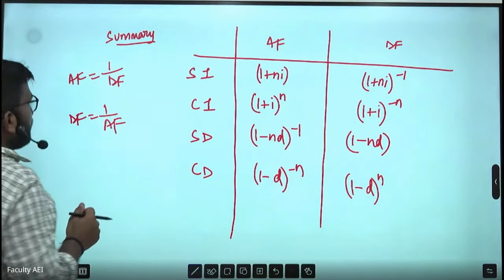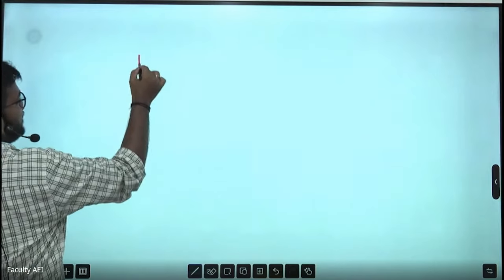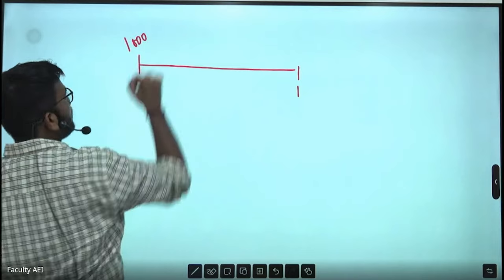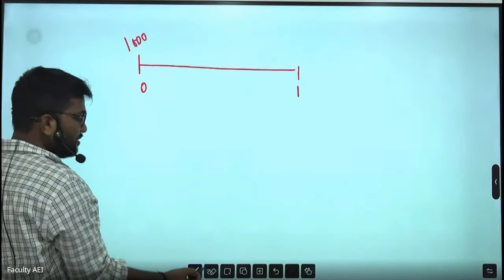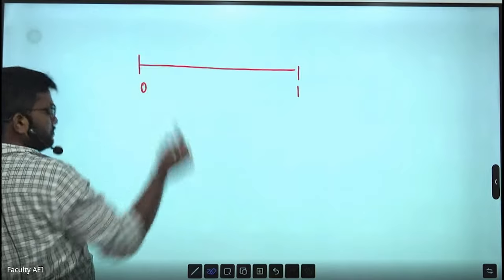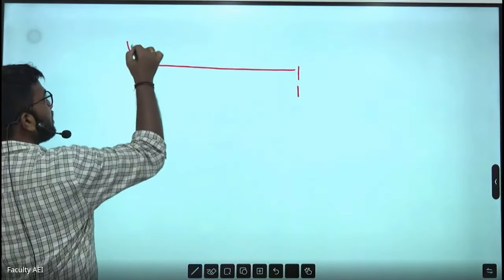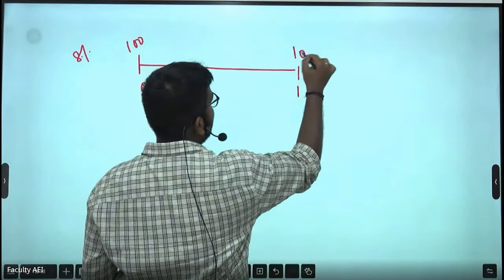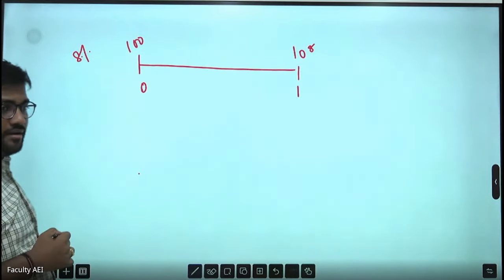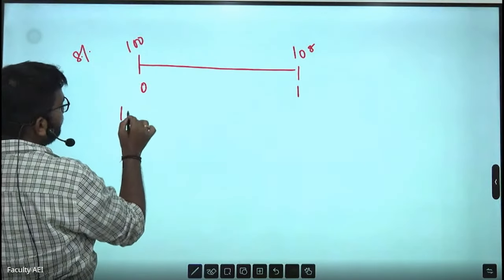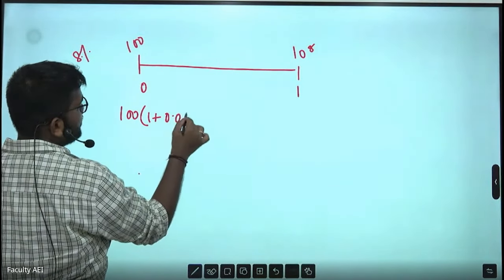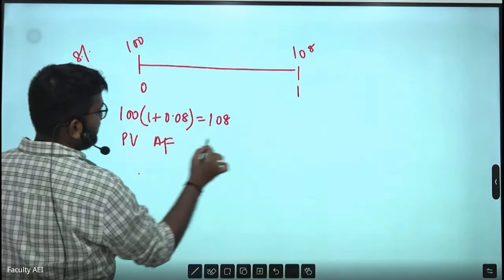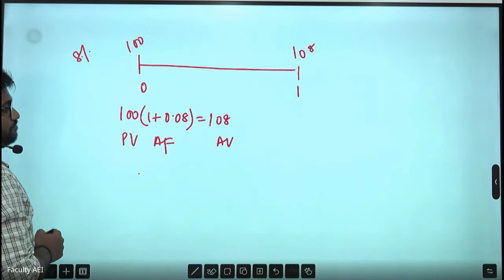Now, let's understand this thing. This is 0, this is 1. So the present value is 100. Hey, don't sleep. Present value is 100. Interest rate is 8%. So what is the accumulated value? 108. How did you get to 108? 100, 1 plus 0.08 is what? 108. So present value into accumulation factor is accumulated value. Correct?